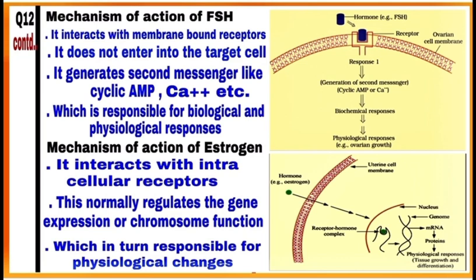Next, see the mechanism of action of estrogen. Estrogen इंट्रासेलुलर रिसेप्टर से इंटरेक्ट करता है और उसके साथ बाइंड करता है। मीन्स ये टारगेट सेल्स में एंटर करके रिसेप्टर के साथ बाइंड करता है और रिसेप्टर हार्मोन कॉम्प्लेक्स बनाता है। यू कैन सी इट इन द डायग्राम। This complex normally regulates the gene expression or chromosome function, which in turn responsible for physiological changes or responses.